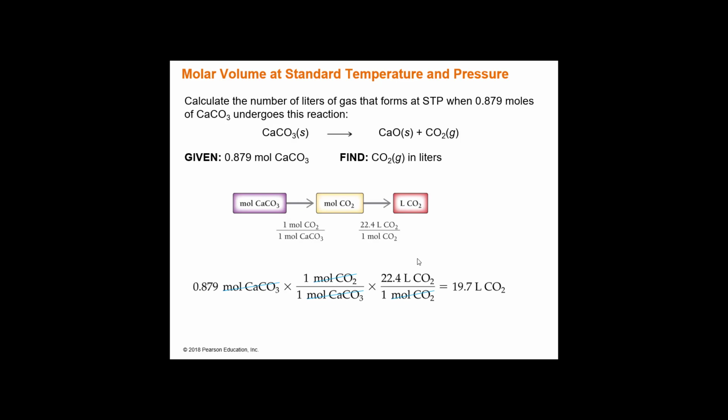So in this case, we're going to set up with the 0.879 moles of calcium carbonate. We're going to look at the reaction. We have 1 mole of calcium carbonate, 1 mole of CO2, and then we take the 1 mole of CO2, but this is at STP, so we know what the molar volume would be, and that's 22.4 liters, which equals 19.7 liters of carbon dioxide.